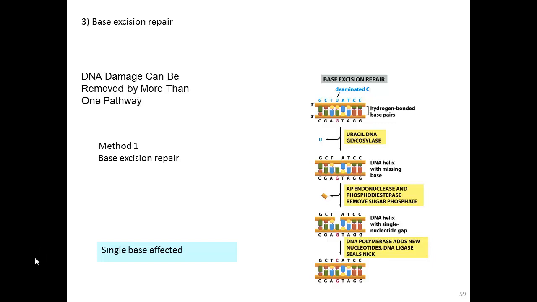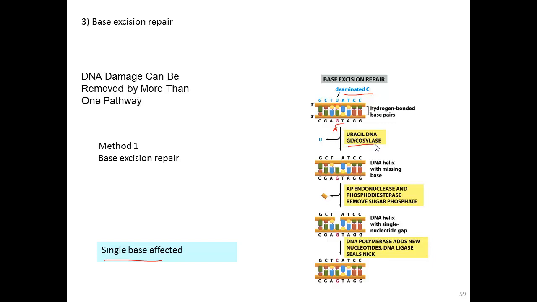The first is base excision repair, which the cell uses when there's a single base affected. One such type of damage is when cytosine is deaminated. This will leave a base that looks exactly like a U, which is a uracil, which is a common base found in RNA, but not in DNA. Uracil looks like a T, and so when being replicated, the cell would incorporate an A base across from a uracil, so that would lead to a mutation.